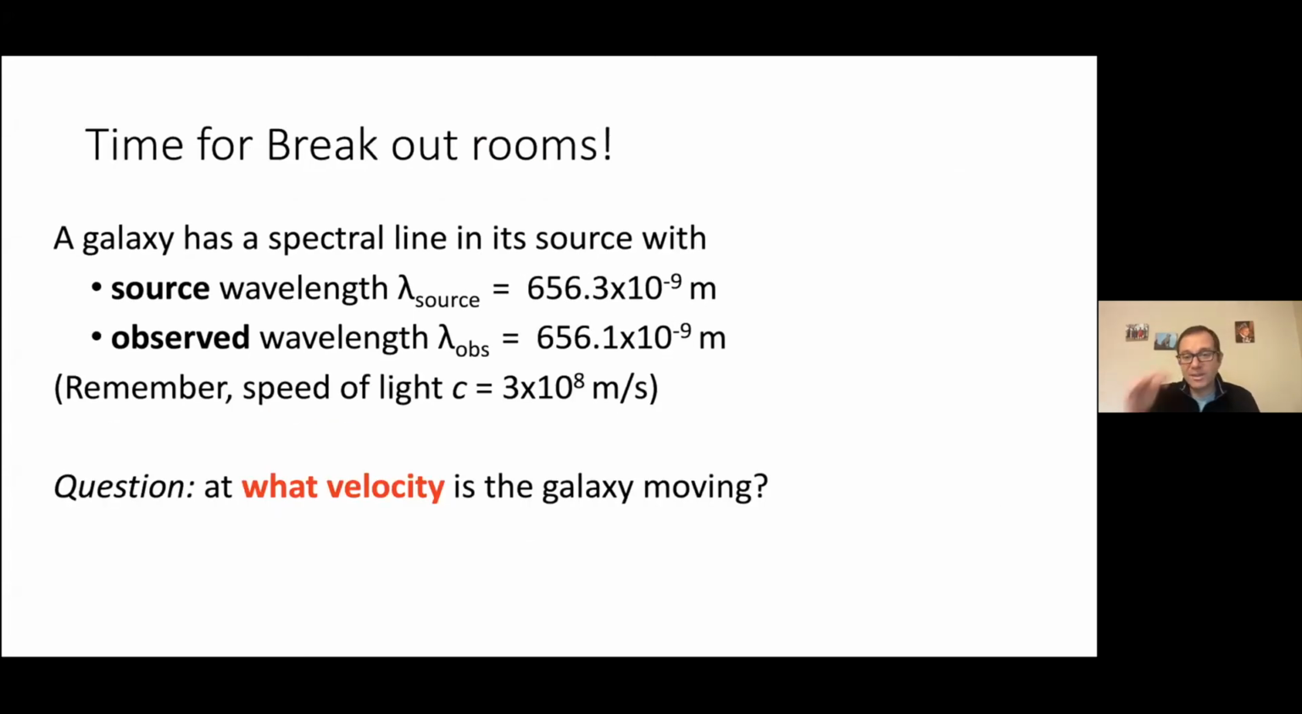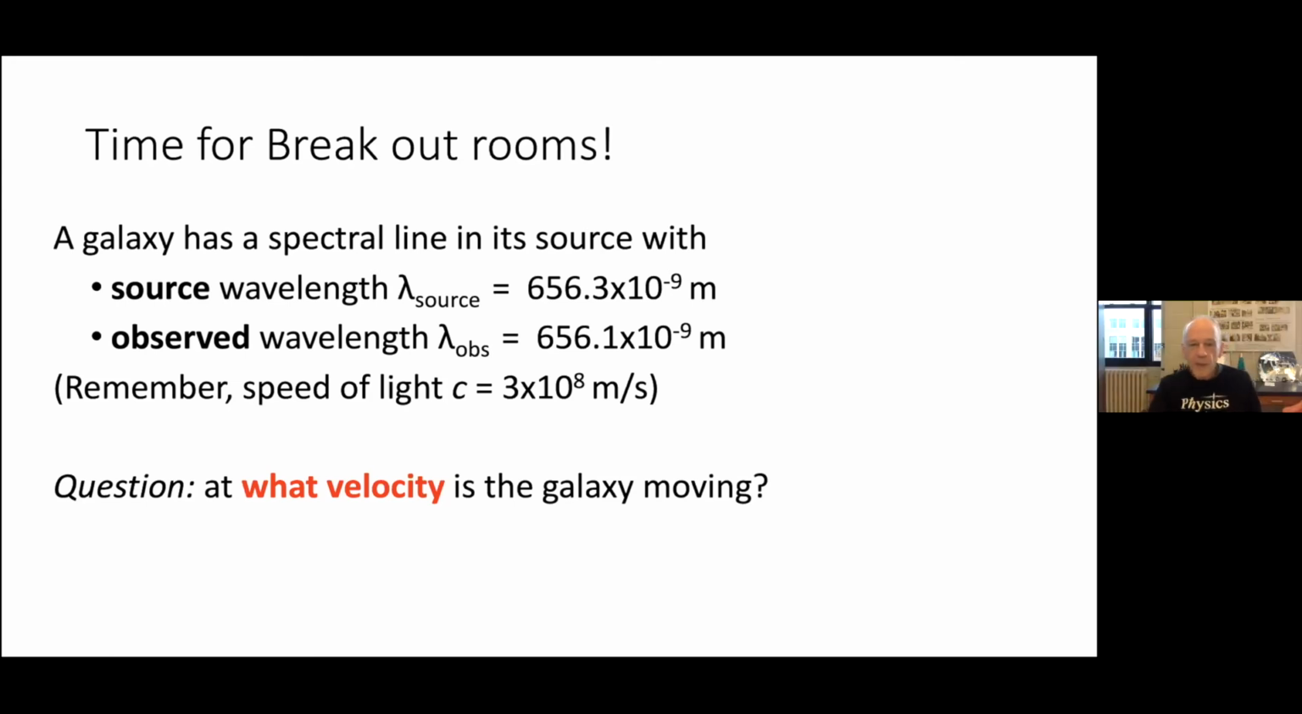Okay, let's look at this second case we are talking about here. In this case, the observed wavelength of the galaxy is 656.1 nanometers, while the source wavelength of this galaxy is 656.3. And the question is, is this galaxy moving towards us or away from us? Now the difference is very small between the two wavelengths, but there is still a difference, and that is important.